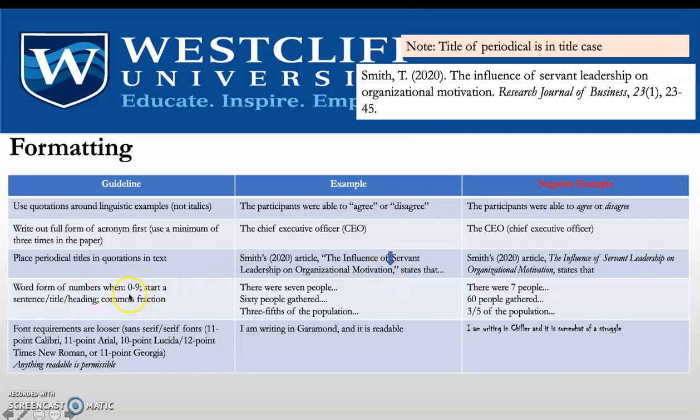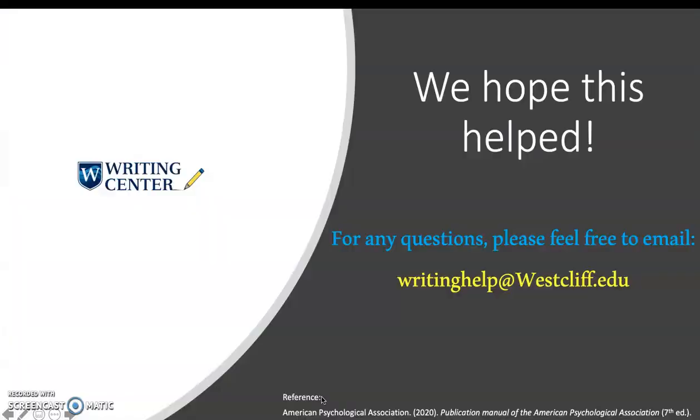Word forms, so you would write out the word form of numbers if it's between 0 and 9, if you want to start a sentence with it, or if it's just a common fraction. So you can see examples here. Font requirements are a lot looser. Pretty much anything that's readable is permissible. So you can see here I'm writing in Garamond, here I'm writing in Schiller. That's probably not the best choice to make.